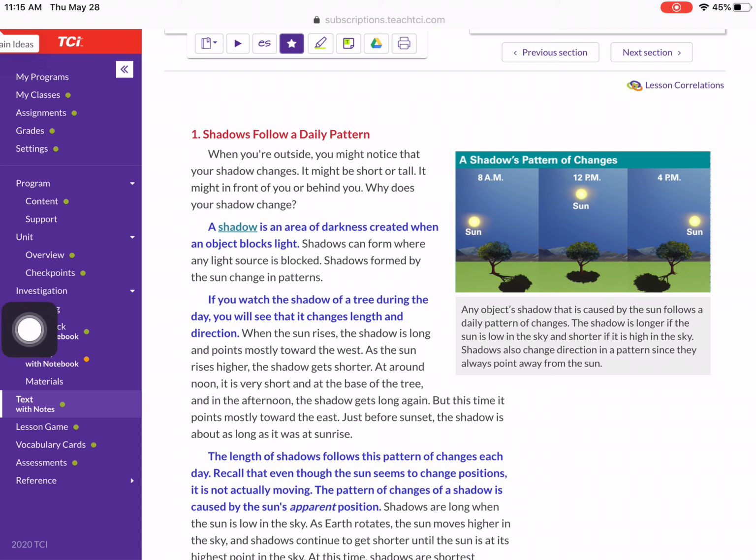Third paragraph. If you watch the shadow of a tree during the day, you will see that it changes length and direction. When the sun rises, the shadow is long and points mostly toward the west. As the sun rises higher, the shadow gets shorter. At around noon, it is very short, and at the base of the tree, and in the afternoon, the shadow gets long again. But this time it points mostly toward the east. Just before sunset, the shadow is about as long as it was at sunrise.